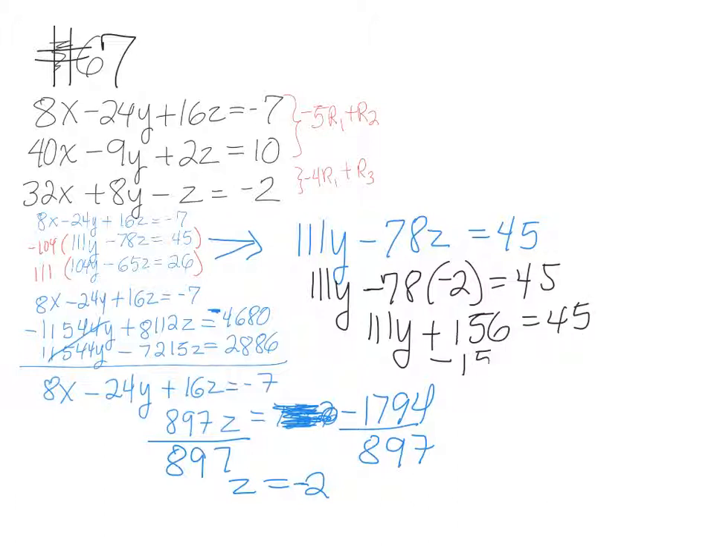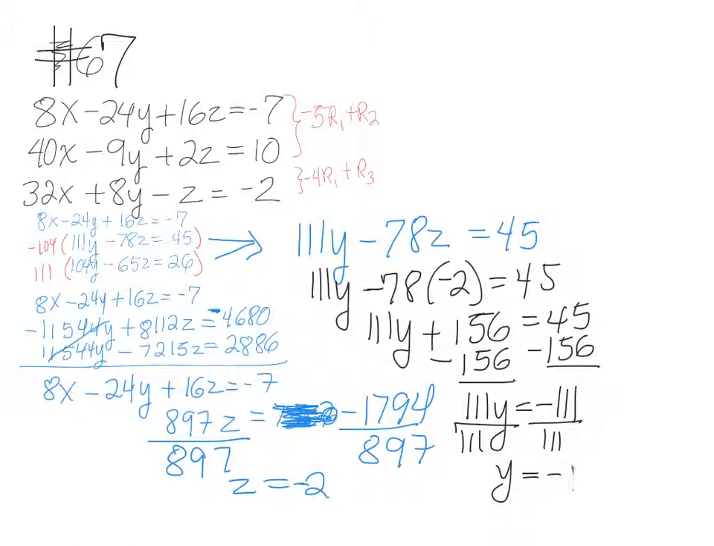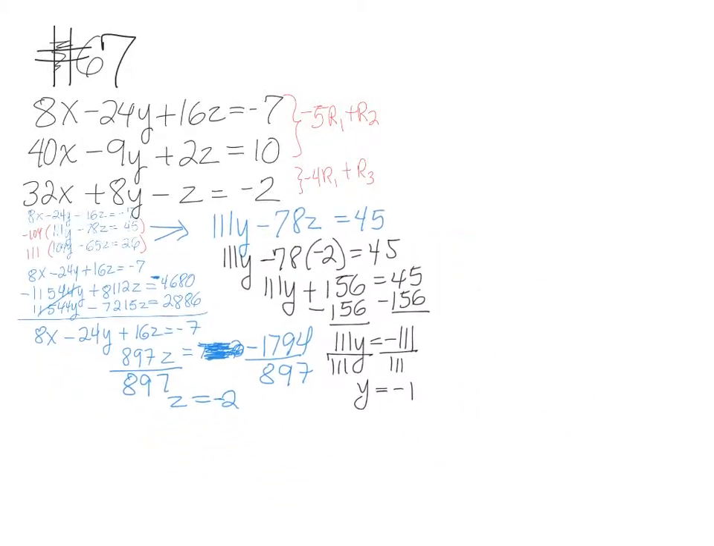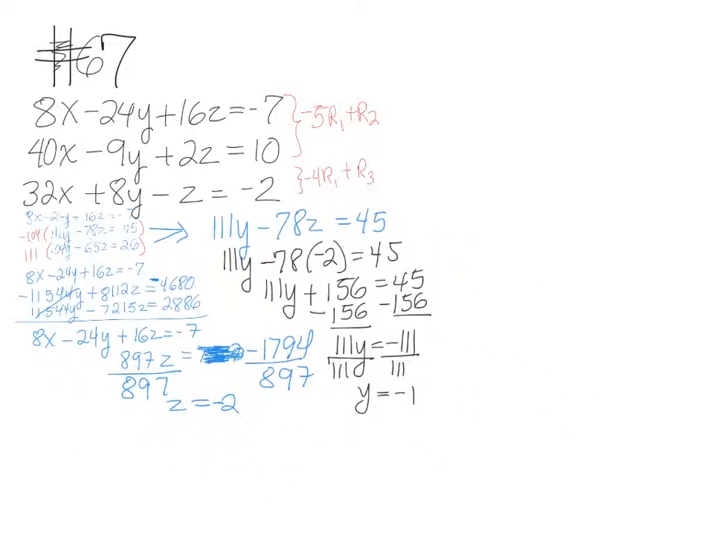Then we subtract 156. So 111y equals, when you subtract those two numbers, it would be negative what? Negative 111. And then when you divide by 111, y equals negative 1. Now that I have those two values, I can substitute the z and the y into one of the equations.